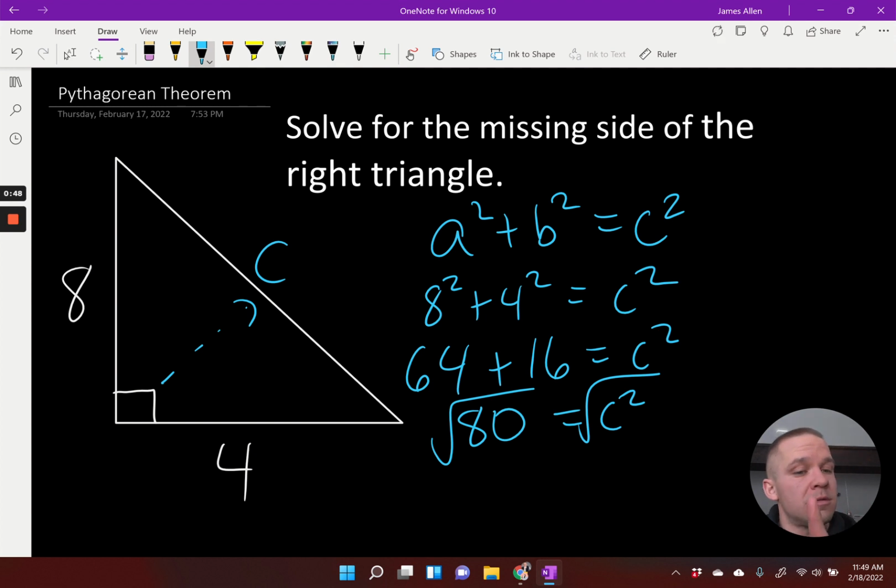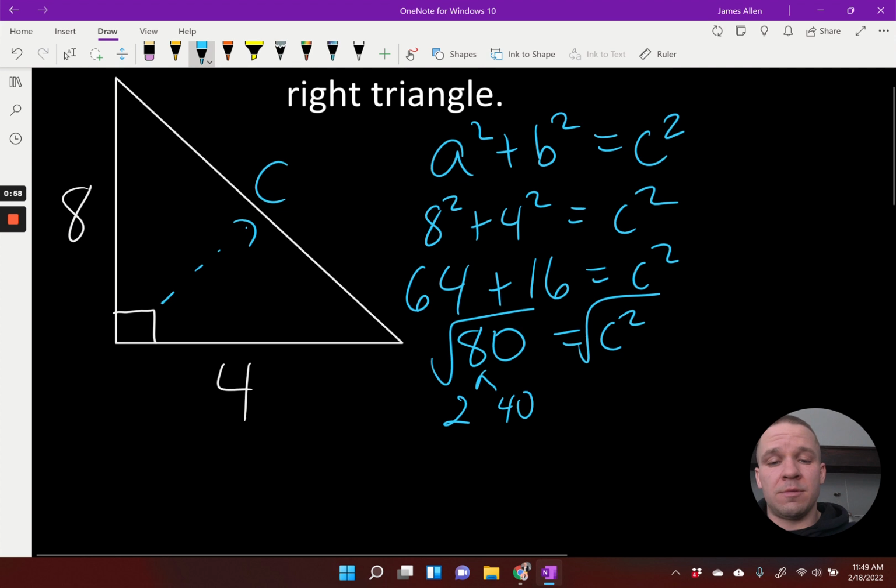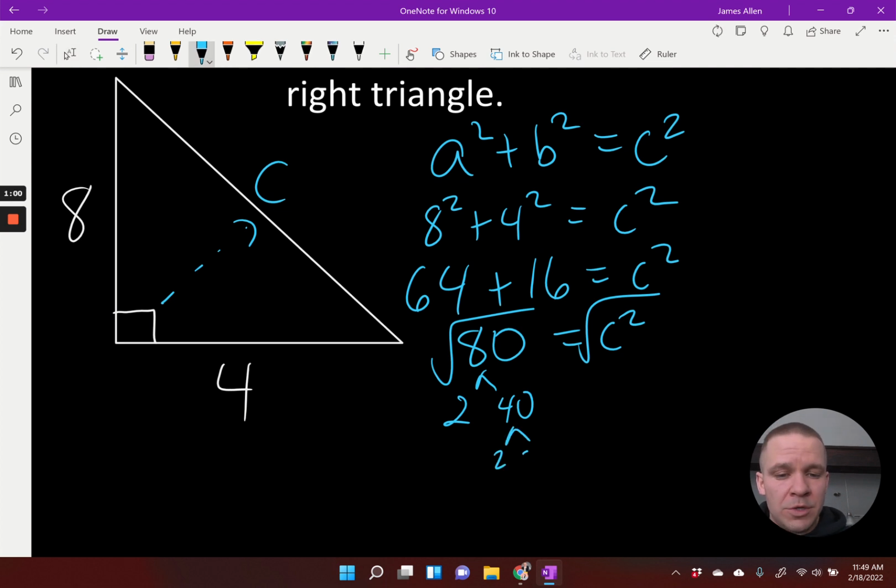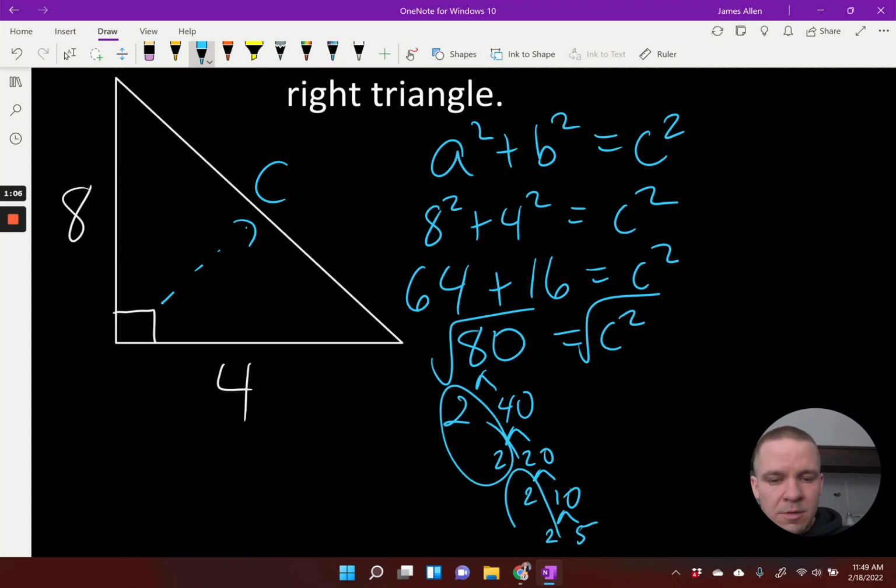Now, of course, we love math. We love simplifying radicals, right? We're not going to do decimals. We're going to simplify radicals in a math class. So I've got 2 and 40. I personally like to start with 2s. Be consistent. 2 and 20, 2 and 10, 2 and 5. All right, pair of 2s, pair of 2s.